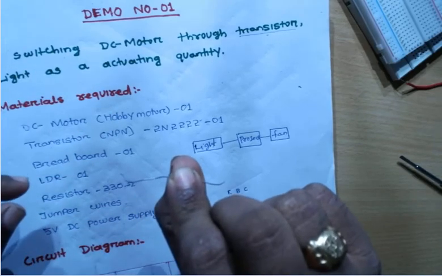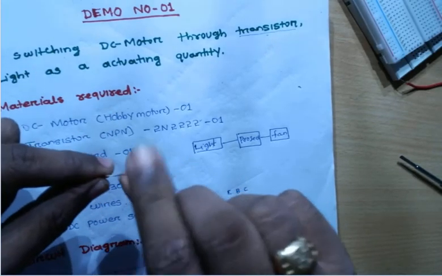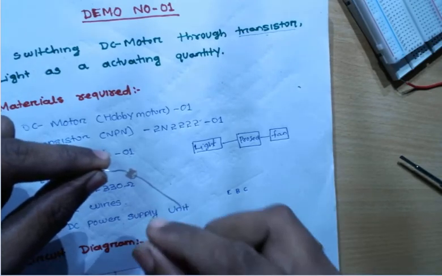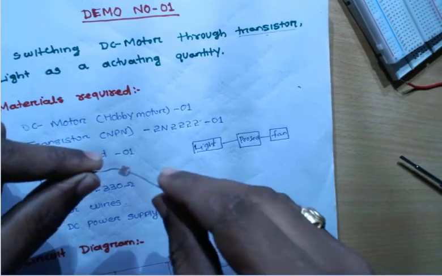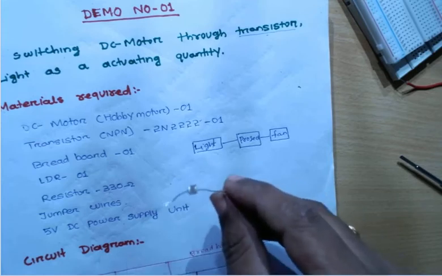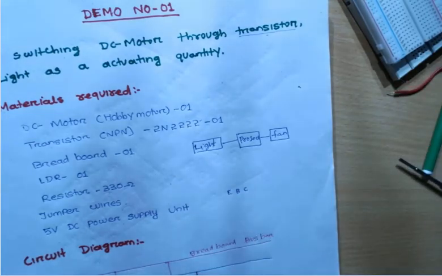It means the resistance will be more. When I remove my fingers, now it is collecting the light, so the resistance will be less. Next component is your resistor.